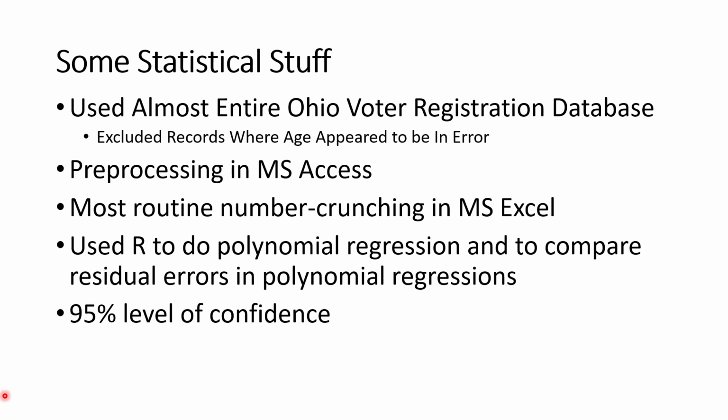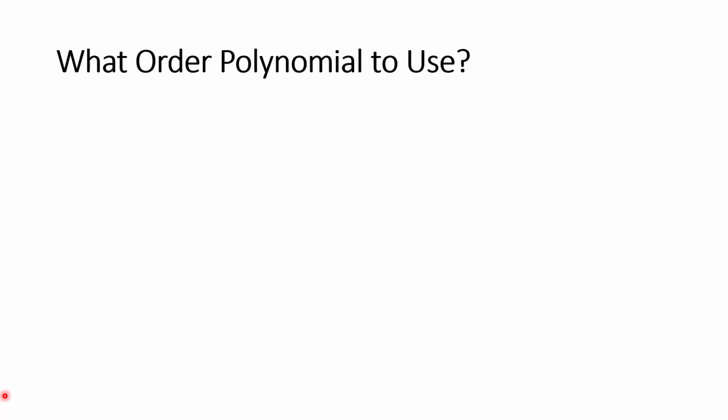I downloaded the registration database. It comes in 4 enormous CSV files. I did some pre-processing in Microsoft Access, but most of the routine number crunching I did in Excel, so I'd have the data there to do the graphics you saw here. The polynomial regressions, and I'll talk about those in a little bit more detail in a moment, I used the statistical package R to do those, and I used those to compare residual errors in the polynomial regressions. And I did all of my decision making at a 95% confidence level.